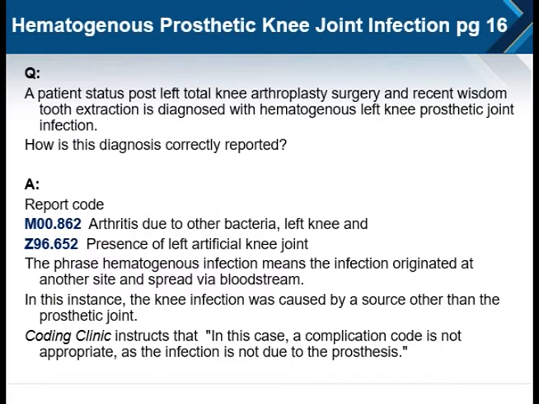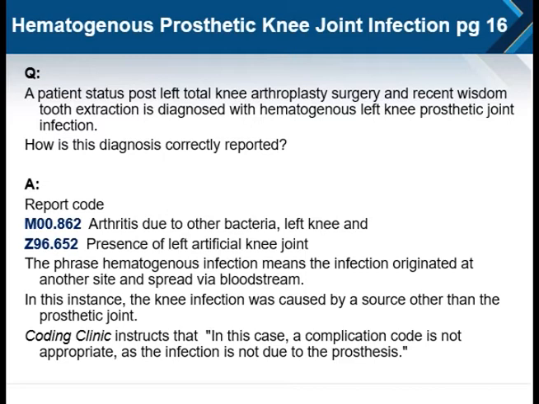In this instance, because the prosthetic knee joint infection is caused by a source other than the knee joint and spread through the bloodstream to the prosthetic knee arthroplasty, a complication code should not be reported. Coding Clinic specifically states that in this case, a complication is not appropriate as the infection is not due to the prosthesis.